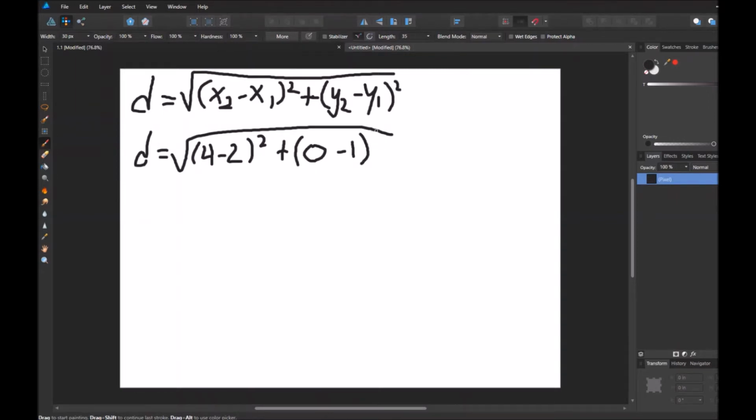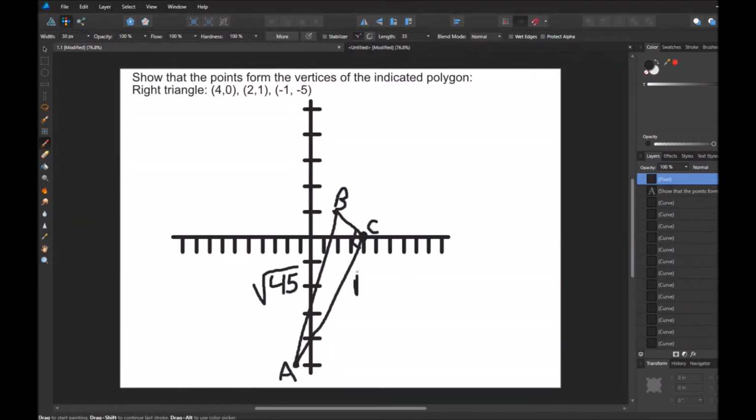Let me write that better. Okay, so 4 minus 2 is 2, and 2 squared is 4. So this is going to be 4 plus, and then 0 minus 1 is negative 1, and negative 1 squared is 1. So that's going to be just 1. So then we have the square root of 4 plus 1, which is just the square root of 5. And we're going to leave it in that form and write 5 here.